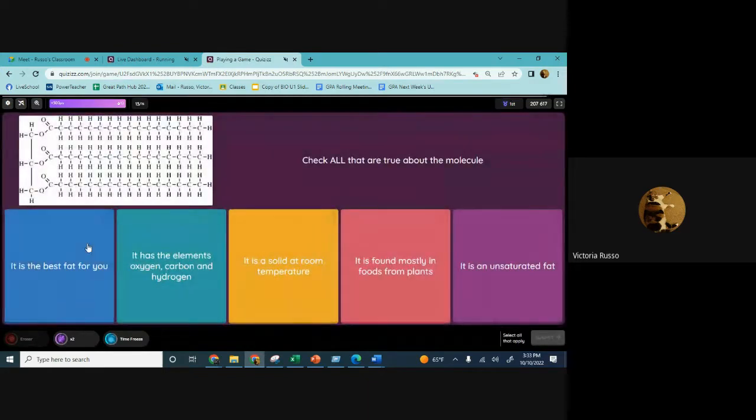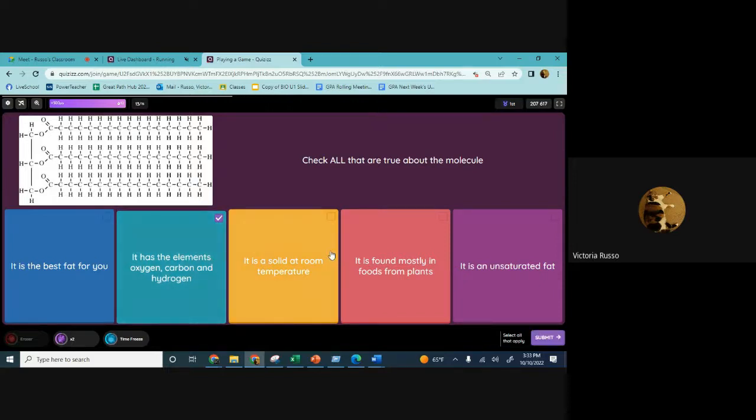All right, so check all that are true about this molecule. The first thing that you should know about this molecule, because there are no double bonds in these long tails here, is that it is a saturated fat. So that is not true here. So it's not an unsaturated fat, so we're not going to check them. This is a saturated fat. Again, no double bonds. They are not the best fat for you. That's unsaturated fats. So it has the carbons, oxygen, carbon, and hydrogen. If we look, oxygen, carbon, hydrogen, we would click there.